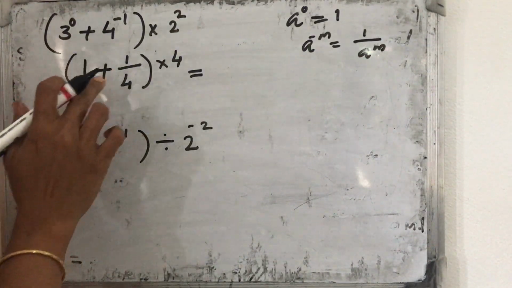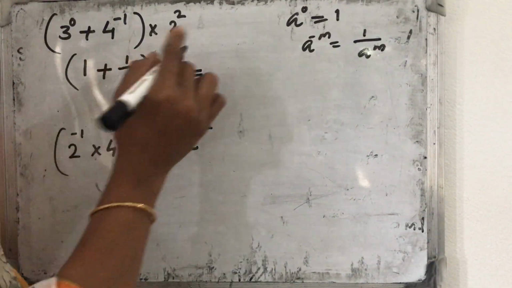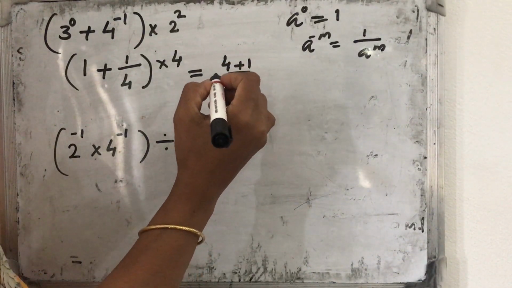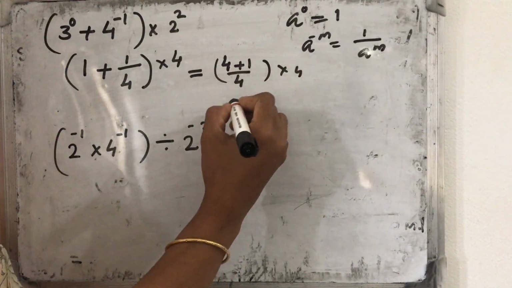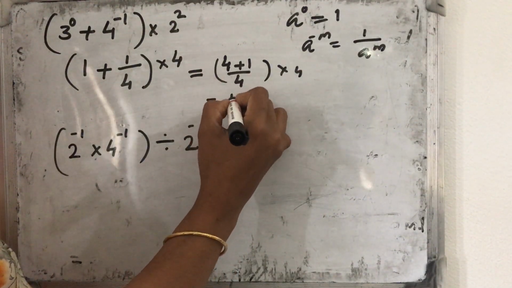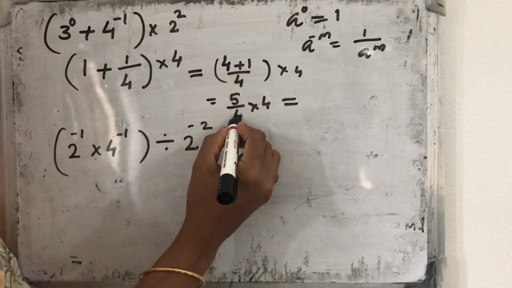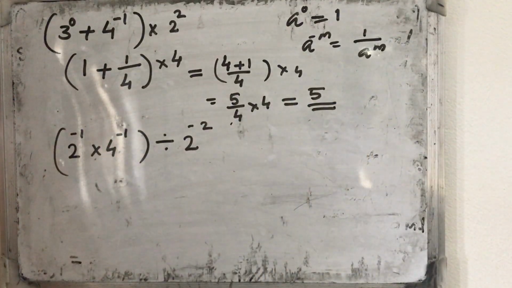Then how can we add these two? It will be 1 into 4, 4 plus 1 by 4. Okay, 4 plus 1 divided by 4, then into 4. That is equal to 4 plus 1, 5 by 4 into 4. This 4 and 4 we can cancel. Remains 5. So its value is 5.